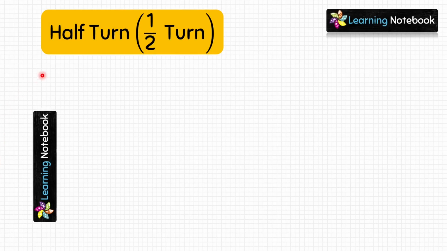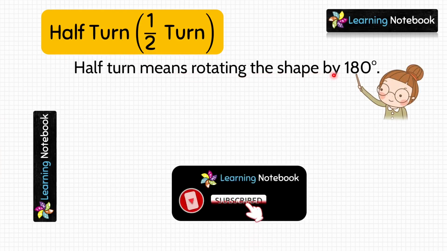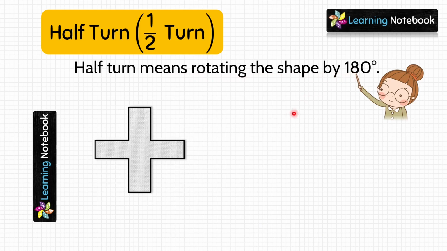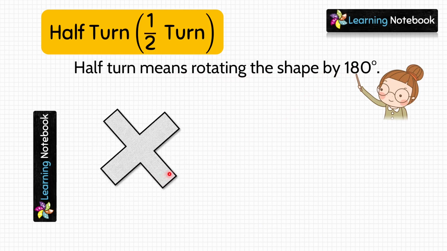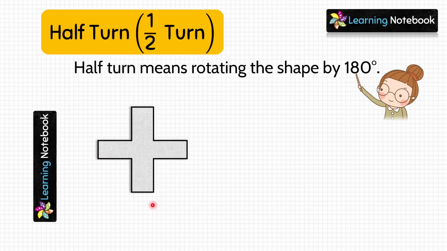Next is half turn, or we can call it 1/2 turn. Half turn means rotating the shape by 180 degrees. Like here, let's give a half turn to this shape. This means we will rotate this figure by 180 degrees.